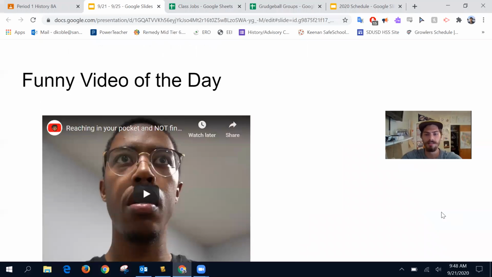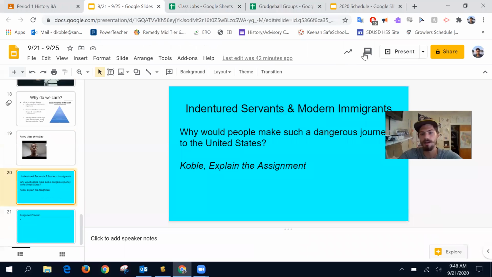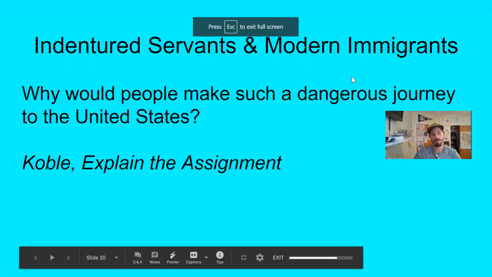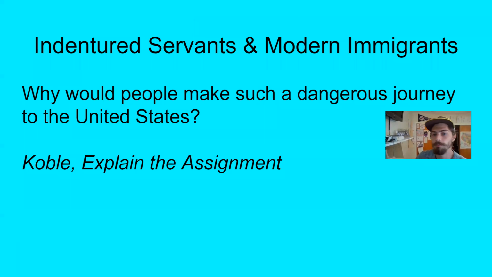So here's your guys' assignment. We're gonna focus really on this idea of immigration. So it's gonna be all about indentured servants and modern immigrants. So the big question is, why would people make such a dangerous journey to the United States?